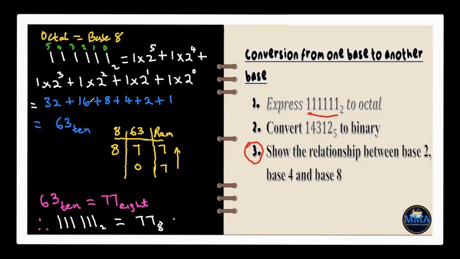Yes, there's a way we can avoid going through conversion to base 10 and returning from base 10 to base 8. I'm going to show that relationship between base 2, base 4, base 8, and all other numbers that result from raising 2 to any given power. So there's a relationship. Let us look at that relationship now.